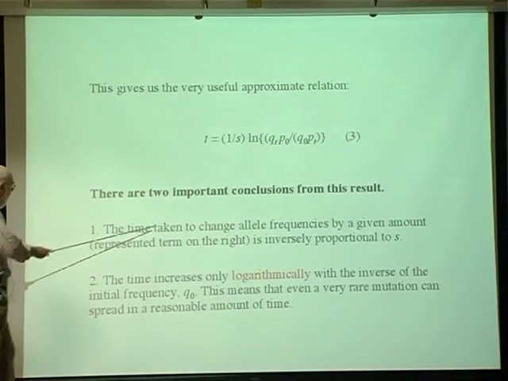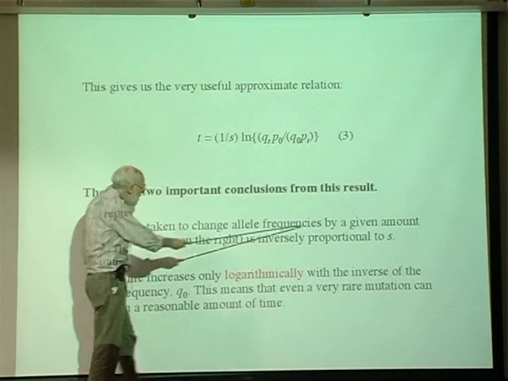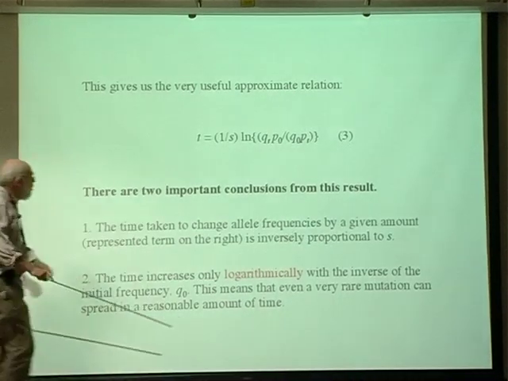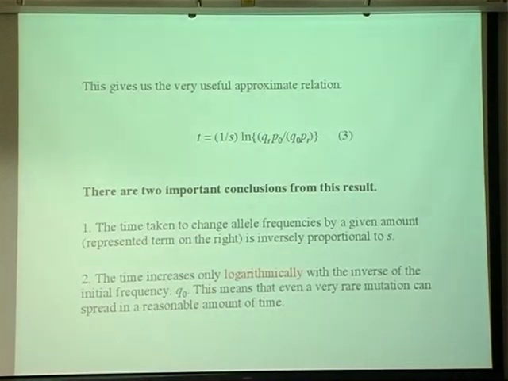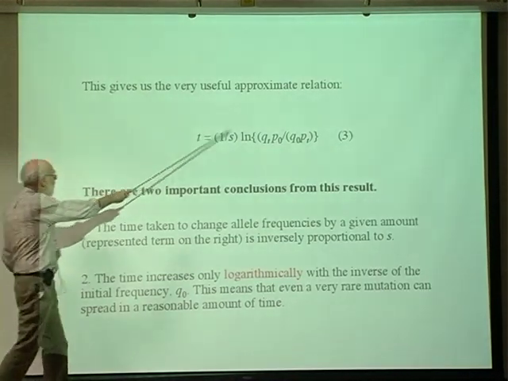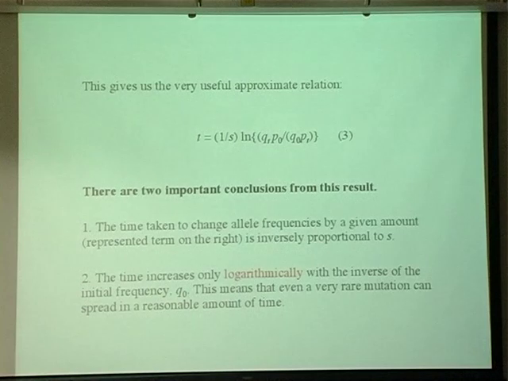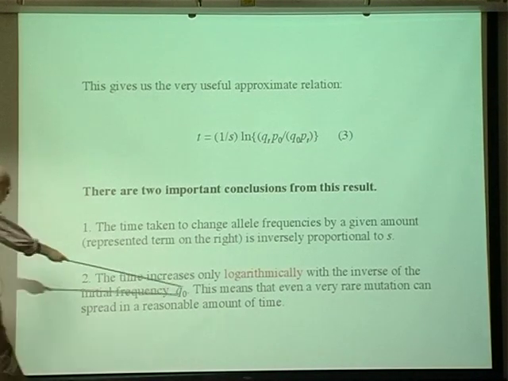The time taken, so we get two conclusions. The time taken to change allele frequencies is inversely proportional to the selection coefficient. That makes a lot of sense. But it only increases logarithmically with the inverse of the initial frequency. So that's quite interesting. So even a very rare mutation can spread in a reasonable amount of time.